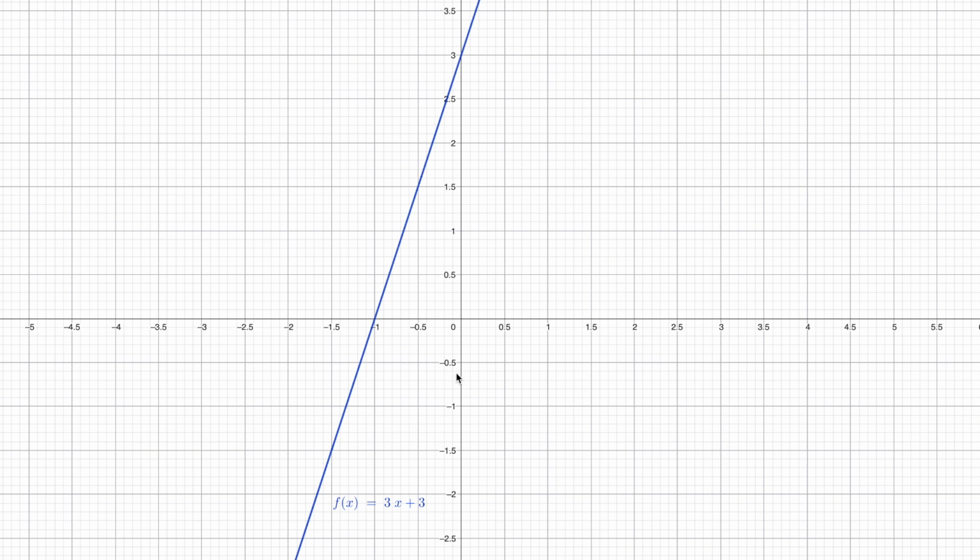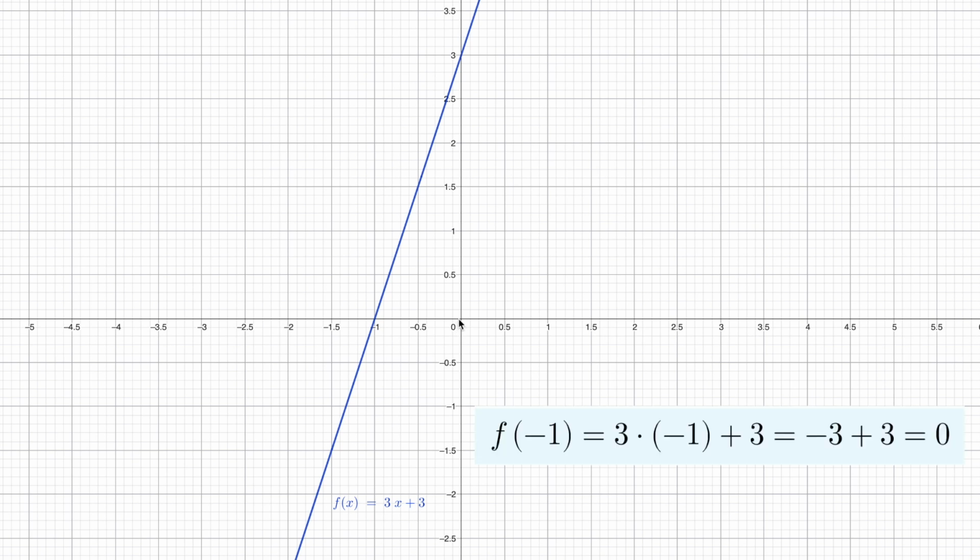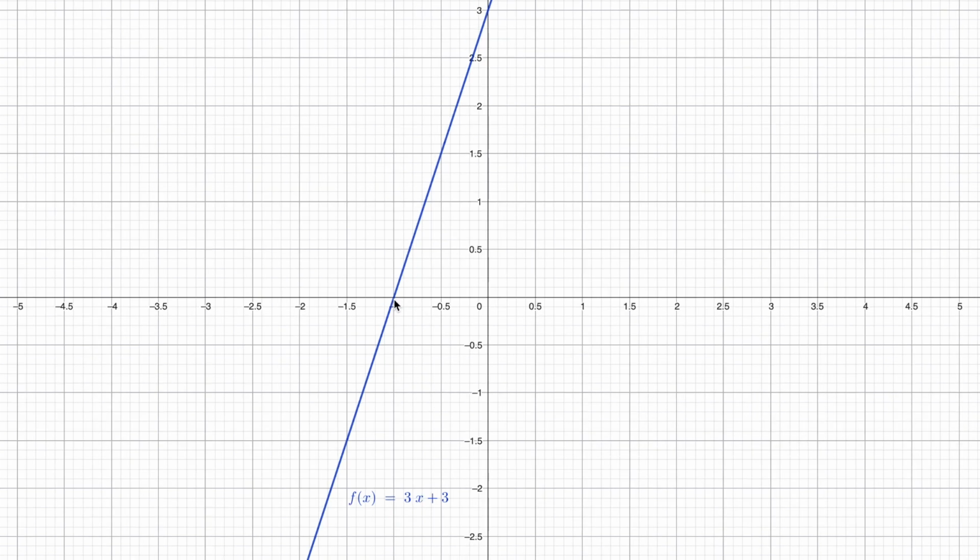As we can see, the graph of the function crosses the x-axis here at -1. It's called the root of the function, since the value of the function is 0 at this point, which we can also see here graphically. But we can also calculate it. If we insert the variable -1 into our function 3x plus 3, we get 0. So at this point, the value of the function is 0.